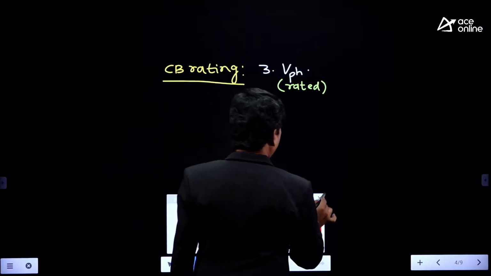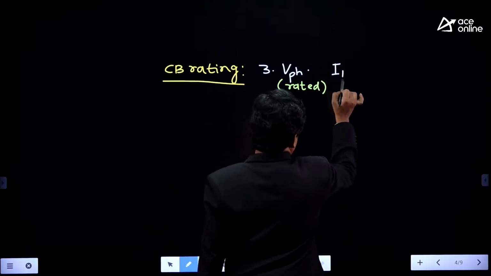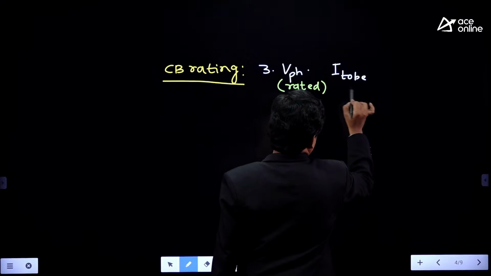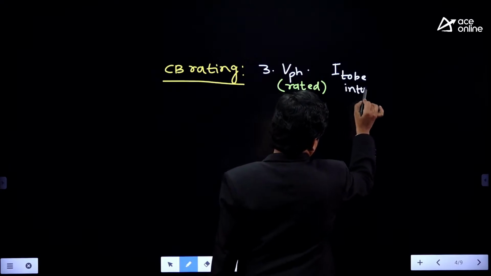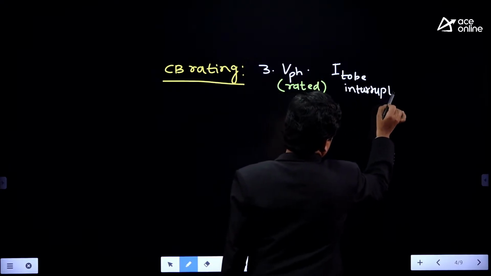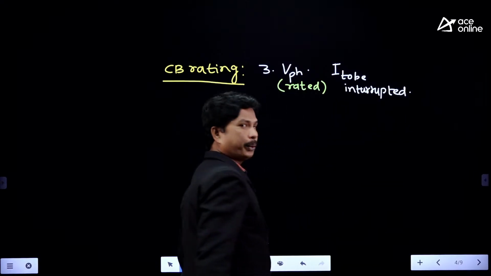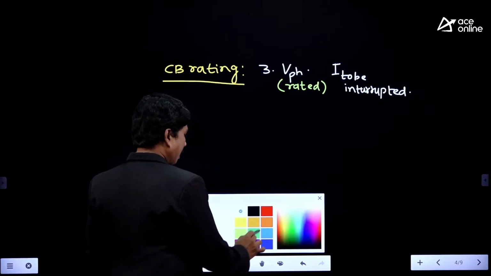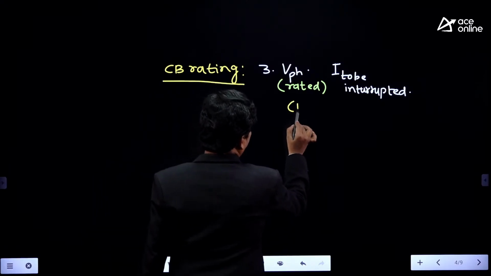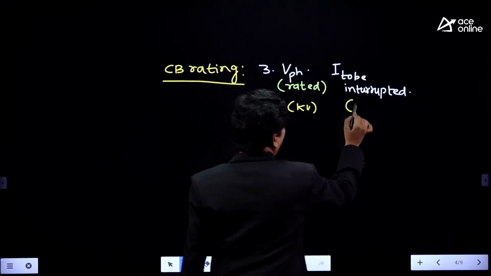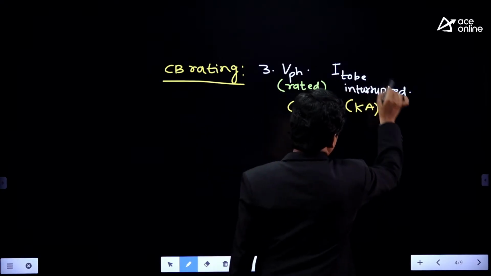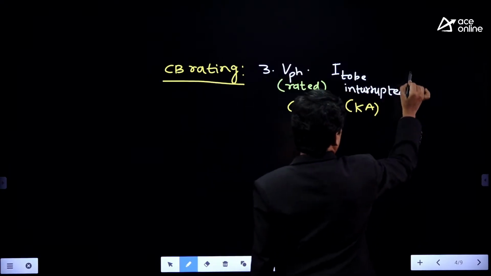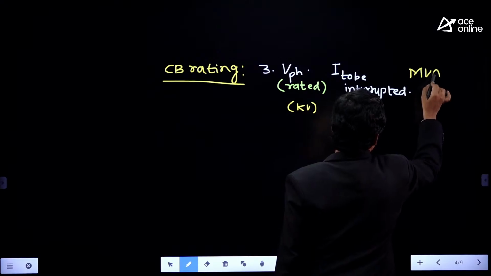And I to be interrupted, the current to be interrupted. So how much amount of current that it is going to interrupt, that is the rating. Normally this will be in kilovolts and this will be in kiloamperes, so that the rating of this circuit breaker will be in megavolt ampere.